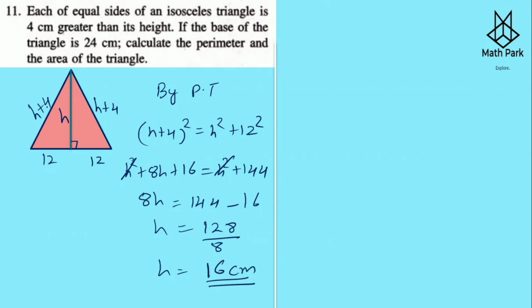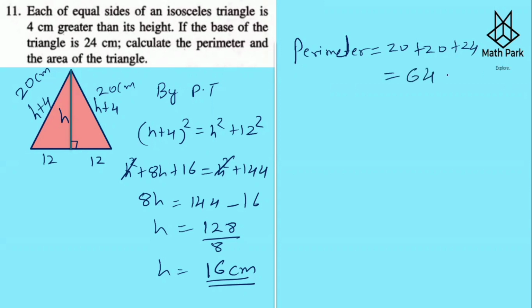Okay, now you are asked to find the perimeter and area. So for perimeter, these sides are going to be 16 plus 4, h plus 4. So this is going to be 20 centimeter. This is going to be 20 centimeter. So the perimeter is the sum of all sides. So perimeter is equal to 20 plus 20, 40 plus 24, 64 centimeter.